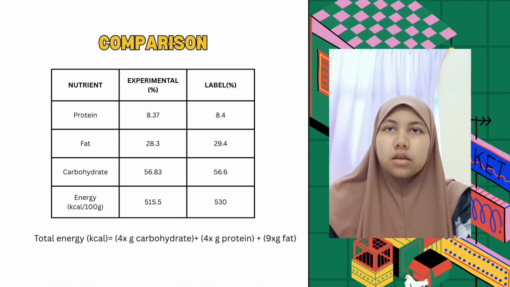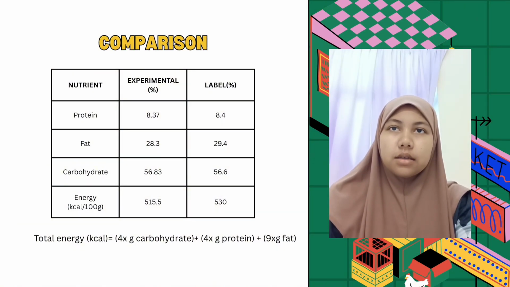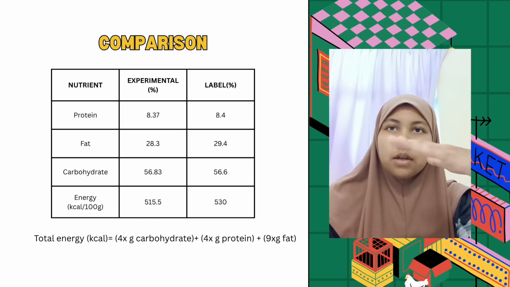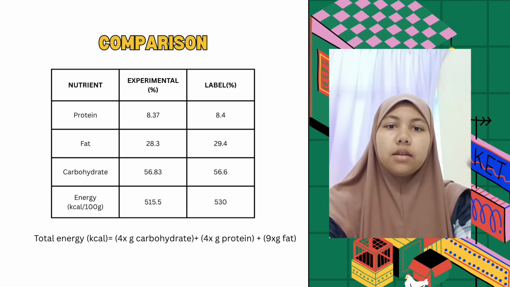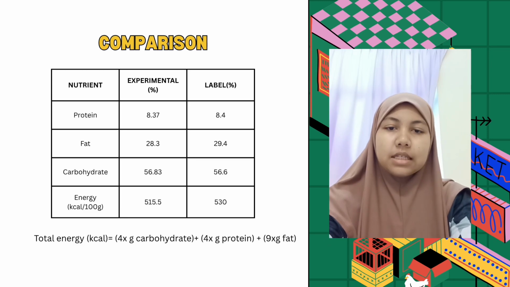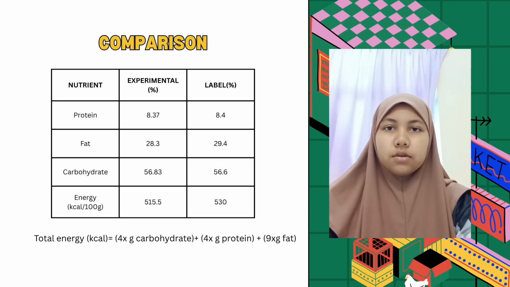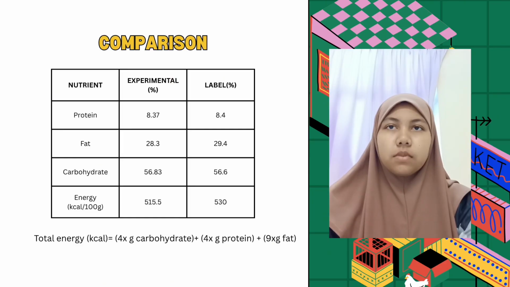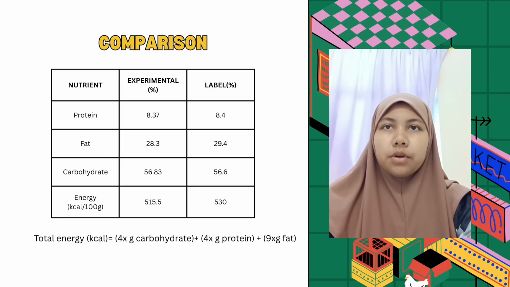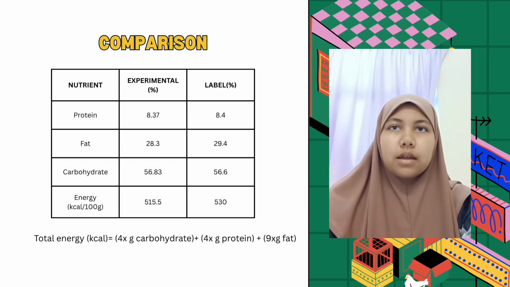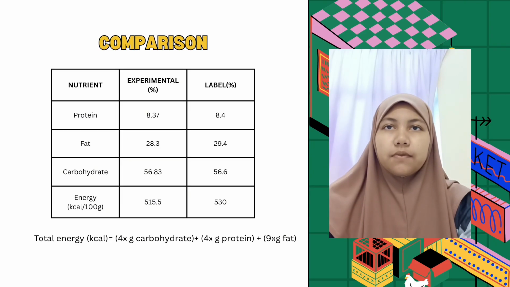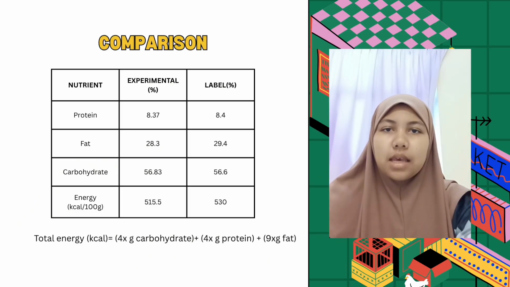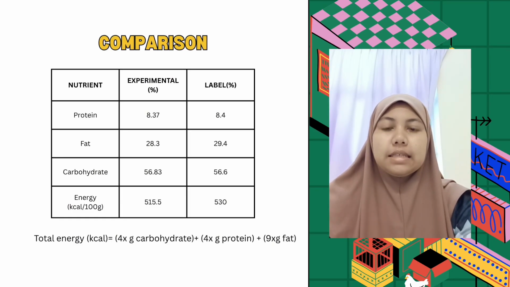First, we have protein. As we can see, the result we get in the laboratory is on the left and the value on the packaging is on the right. So first we have protein. The result we get is 8.27%, and the value on the packaging is 8.4%. The experimental protein content is very close to the labeled value, indicating consistency and reliability in protein analysis.